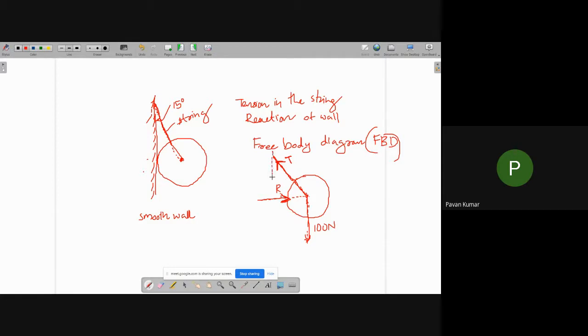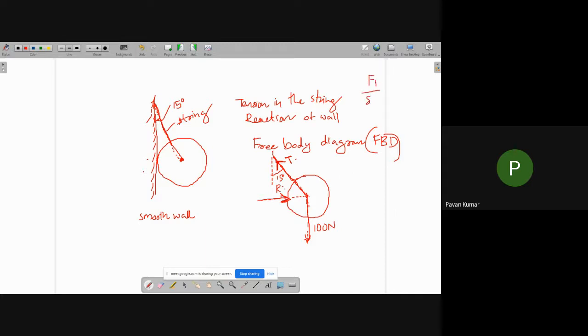Here we know that this angle is also 15 degree. So these are the things we know. Okay. We have to find out this T and R. Okay. So here there are three forces, T, R, and self weight. Okay. So we can go for Lami's theorem. Okay. So Lami's theorem states that F1 by sine alpha equals F2 by sine beta, then F3 by sine gamma.